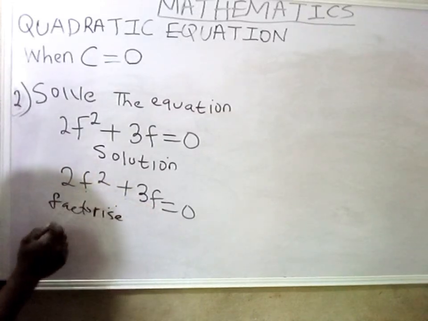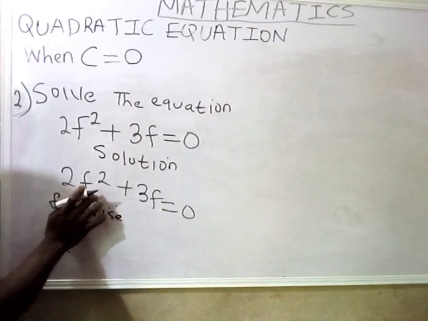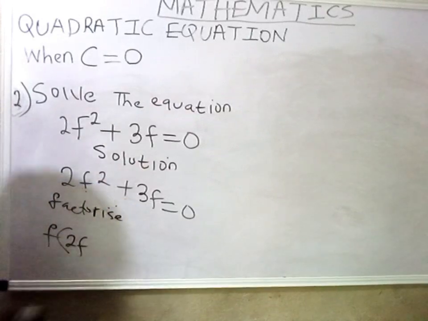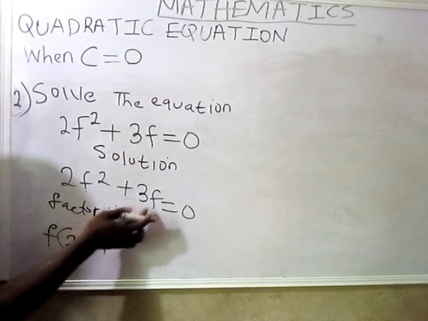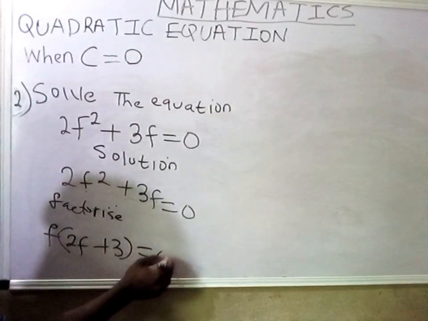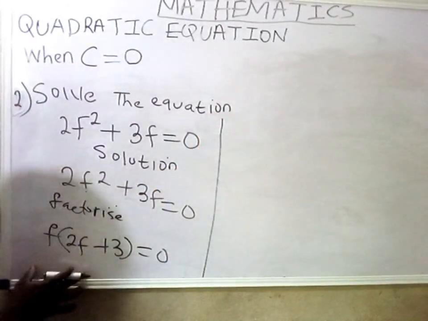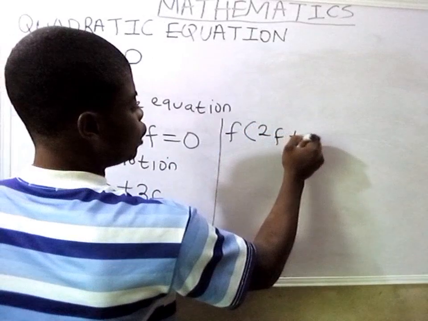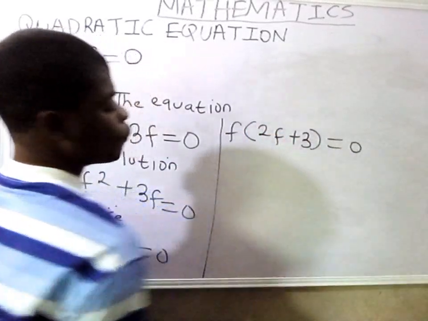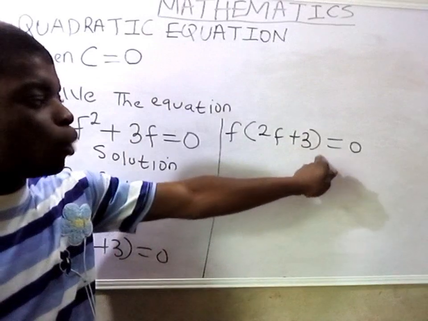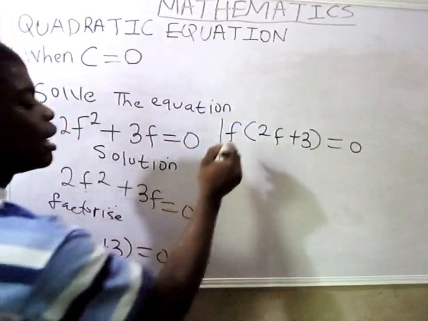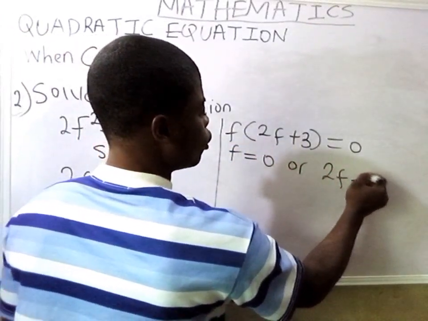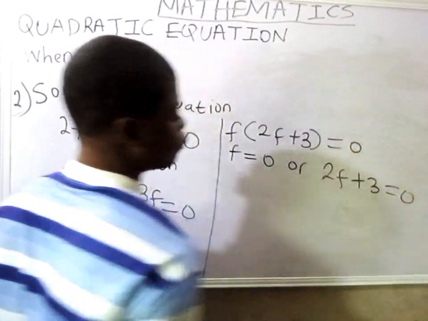f is common in both terms, so bring out your f. f into 2f squared will give us 2f, plus f into 3f will give us 3, equals 0. So let's bring this to this side: f bracket 2f plus 3 equals 0. The next step we take is to equate each factor, by saying that f equals 0 or 2f plus 3 equals 0.